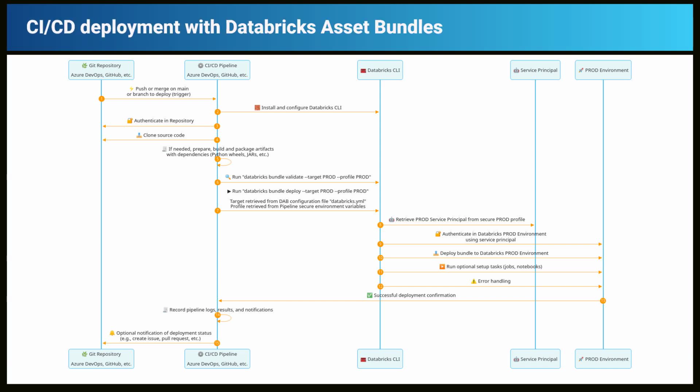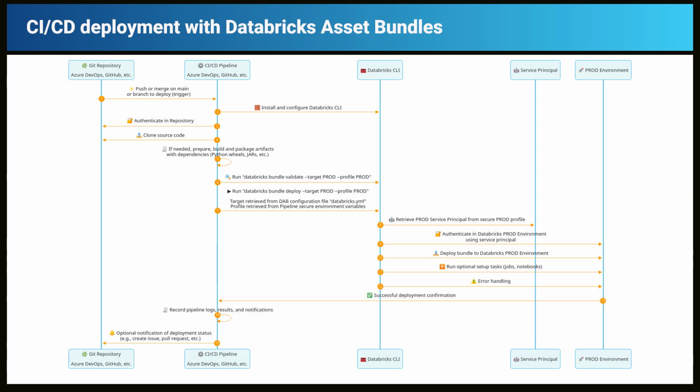CI/CD deployment with Databricks Asset Bundles. If the deployment is performed from an Azure DevOps, GitHub, or other pipeline, the process is similar but with some key differences. First, the pipeline can run manually or automatically, after detecting changes in branches configured for this purpose, such as the main branch. Once launched, the Databricks CLI is installed and configured.